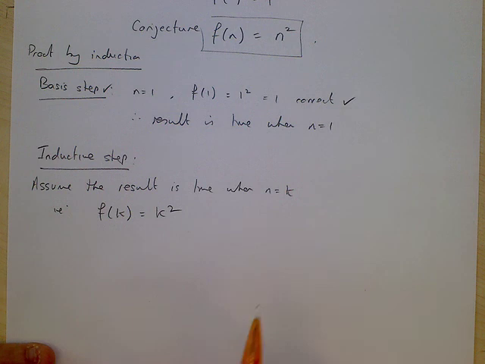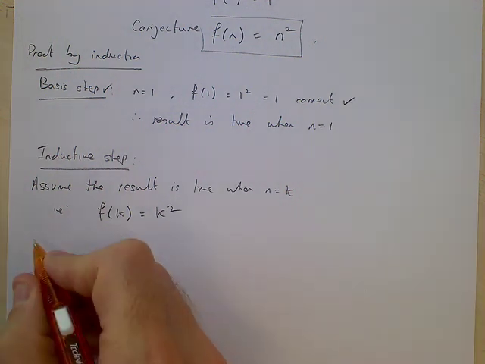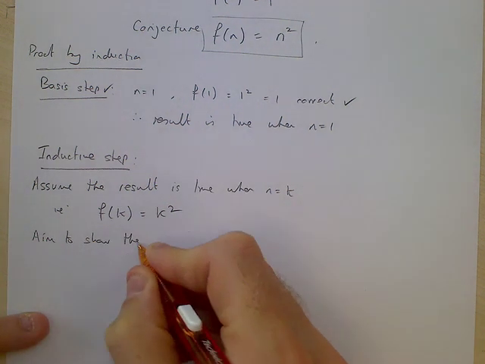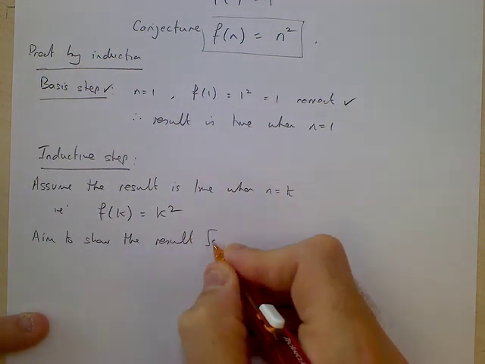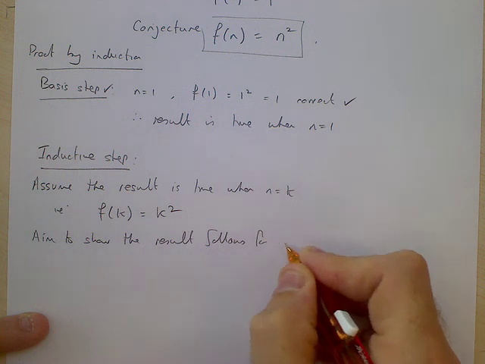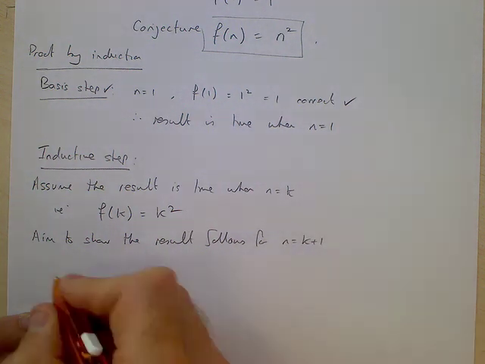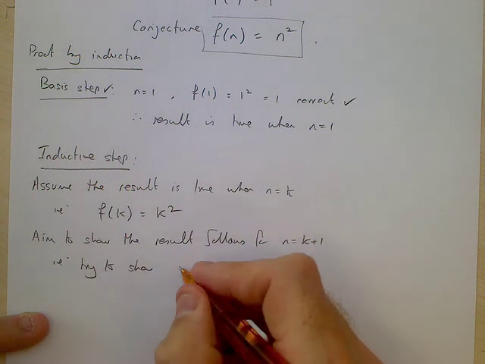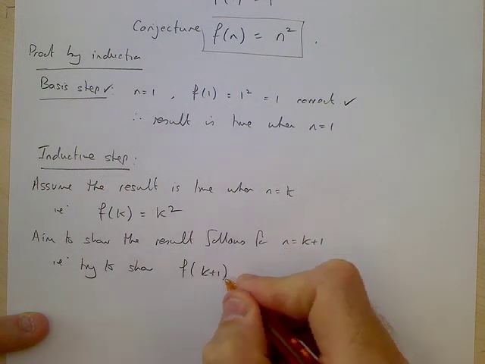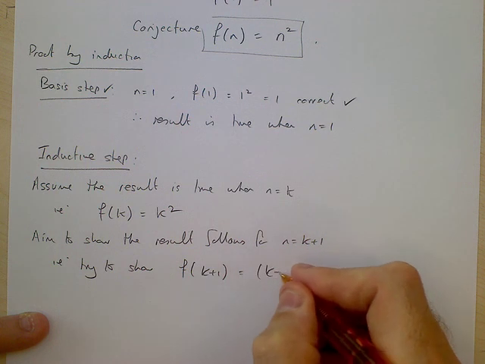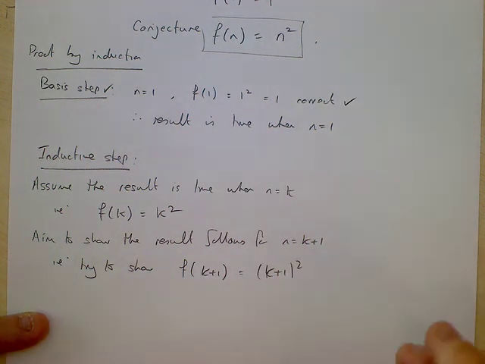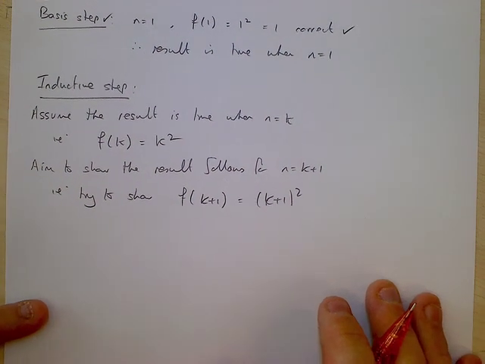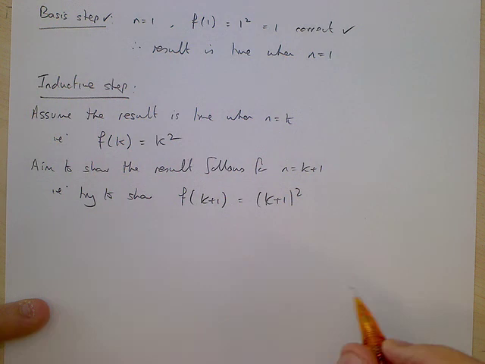Then I want to show that the result's true for the next one up. So I'm now going to aim to show the result follows for n is k plus 1, i.e. I'm going to try to show that f of k plus 1 is equal to k plus 1 squared. And if I can do that, then I'm done. So how am I going to do this?